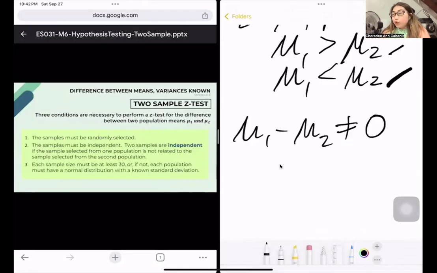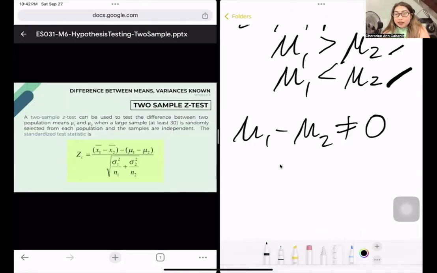The steps are the same. The only difference, even the getting of the value of z is the same for the table value.